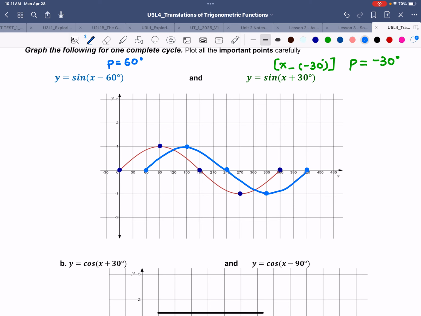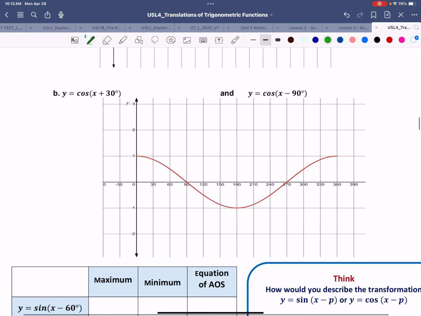In the same way, we transform sine of x into sine of x plus 30 by translating the graph 30 degrees to the left this time. Again, we refer to the important points of the basic function, sine of x, and all the points will go 30 degrees to the left, which in this case is 1 unit horizontally. We connect all the points together, and as you can see here, we have created the graph of sine of x plus 30.